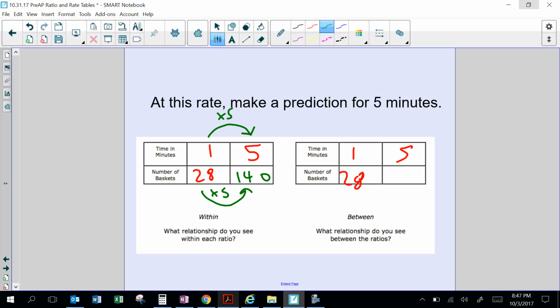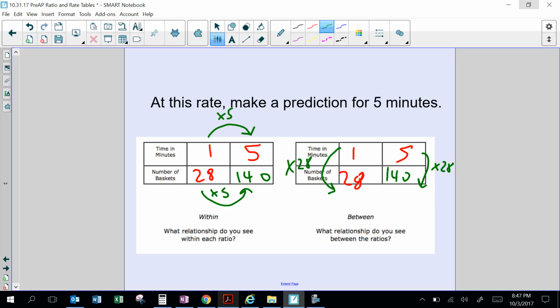Some kids prefer seeing things from left to right. I sometimes see things from between, up and down. How do you turn 1 minute to 28 baskets? Multiply by a scale factor of 28. So 5 times 28 is 140.